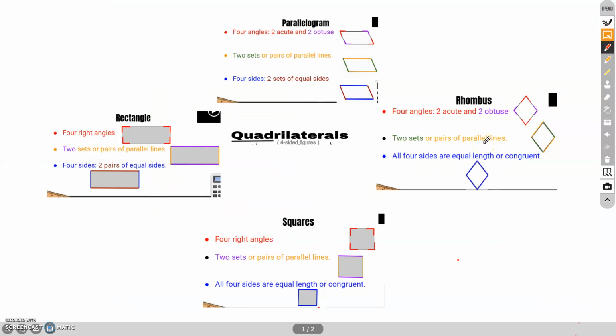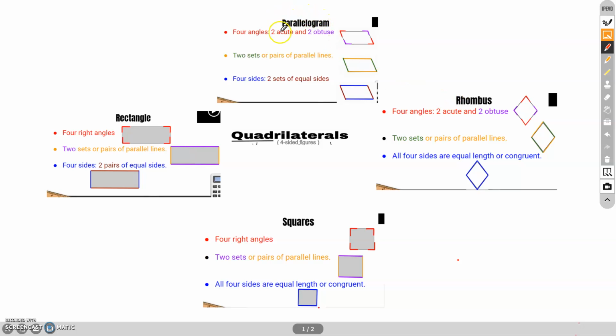Today we're going to talk about quadrilaterals. Quadrilaterals are four-sided figures, and quadrilaterals are put into different categories and different names. Okay, so today we're going to talk about the parallelogram, the rectangle, the square, and the rhombus, and also the trapezoid, which is on the next page.